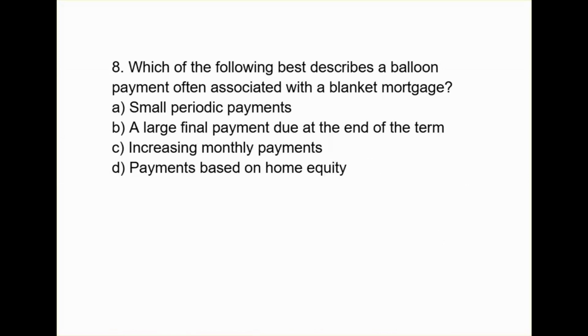Which of the following best describes a balloon payment often associated with a blanket mortgage? A. Small periodic payments. B. A large final payment due at the end of the term. C. Increasing monthly payments. D. Payments based on home equity.